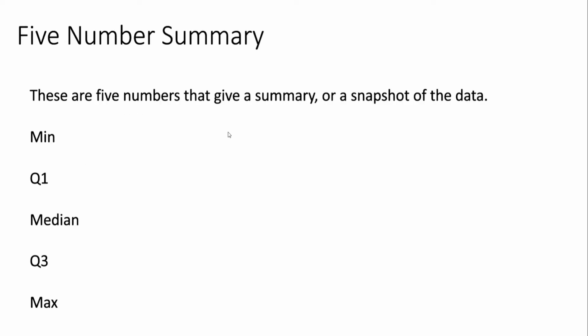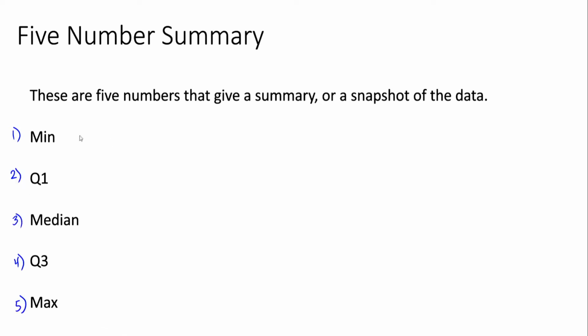Now let's talk about 5-number summaries. A 5-number summary is 5 numbers that give a summary or some type of a snapshot of the data. They give you a general idea of what the data looks like without looking at all of it. And these are the 5 values that comprise the 5-number summary.